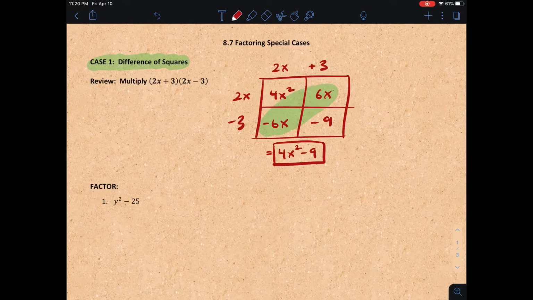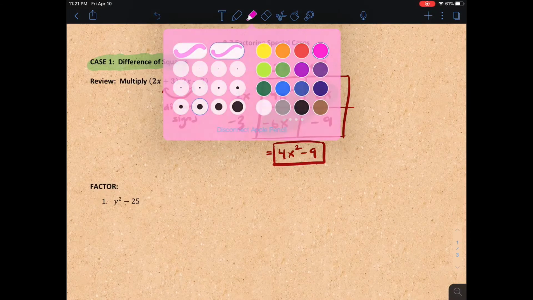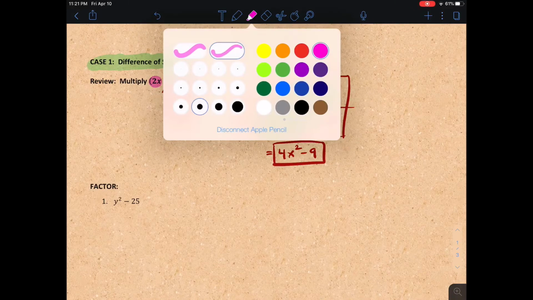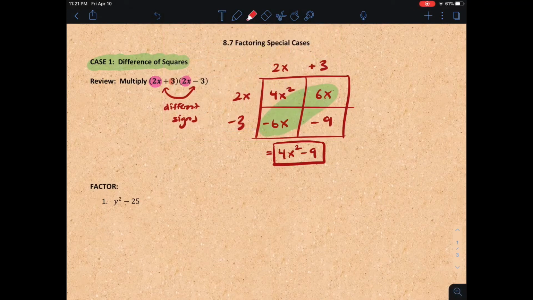So the first thing to note though is that you do have a plus here and a minus. And so there are different signs. Another thing you want to note is that the first terms of each binomial that are being multiplied are the same. And then the last term of each binomial is also the same.